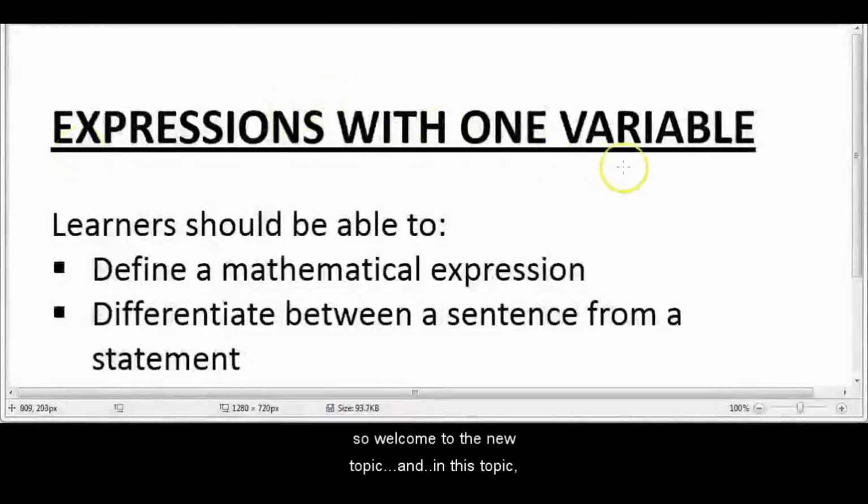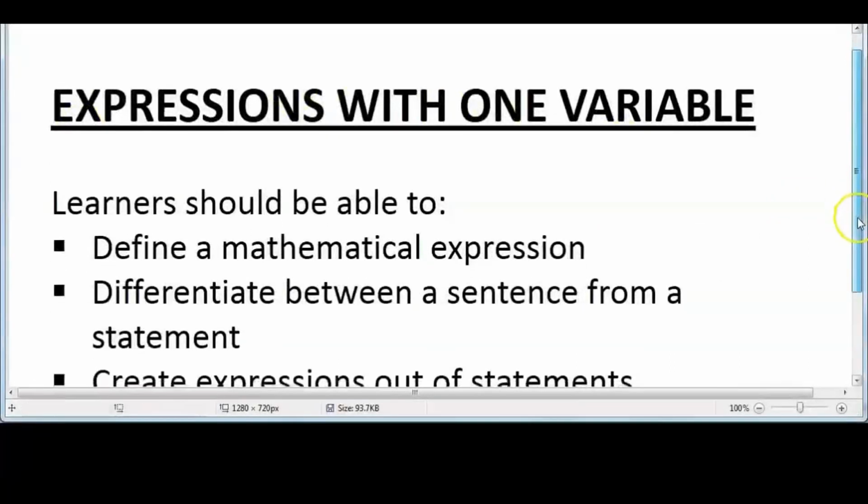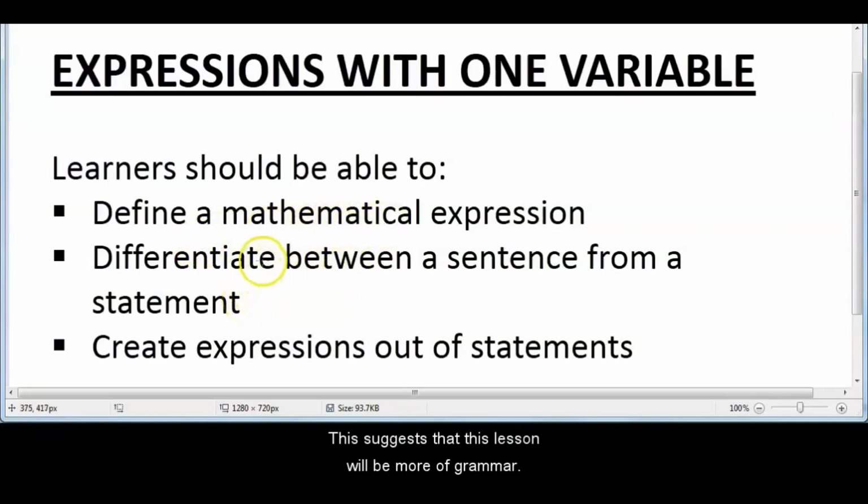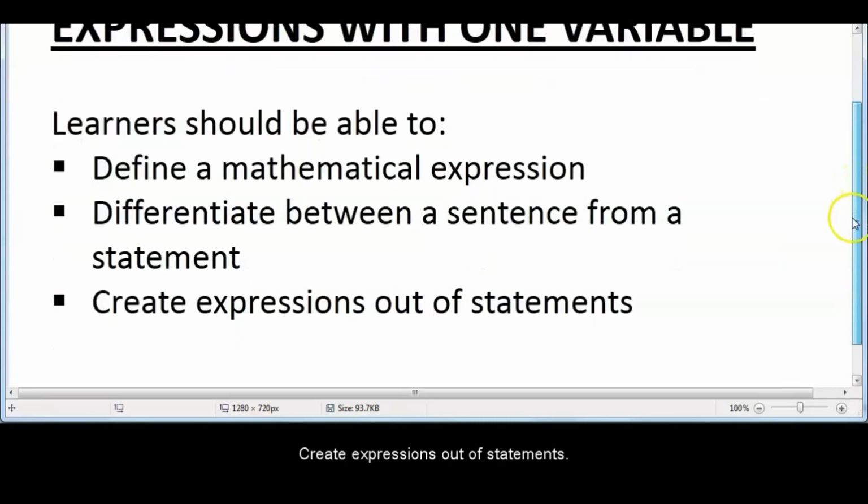Welcome to the new topic. In this topic, expressions with one variable. Learners should be able to define a mathematical expression, differentiate between a sentence from a statement. This suggests that this lesson will be more of grammar, because we are trying to derive mathematical expression from word problem. So we need to expand our knowledge of English grammar, create expressions out of statements.